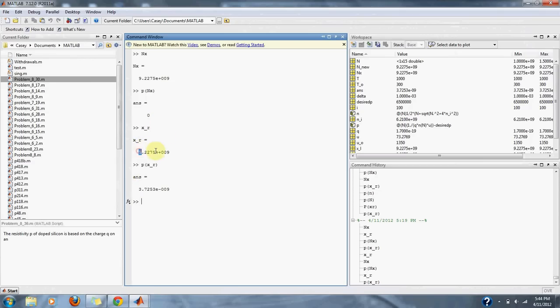So the result and the answer to problem 8.30 is 9.22751 e9. And that's it for problem 8.30.